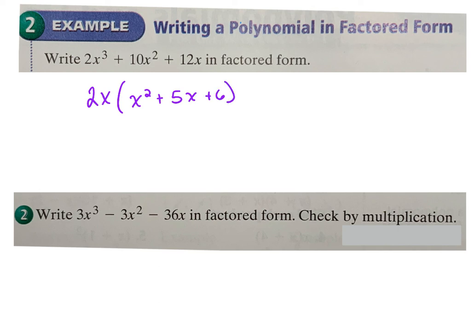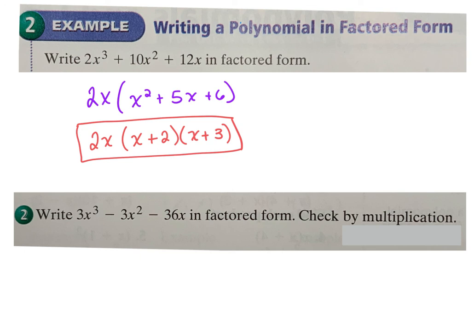And factors of 6 that add up to 5, that's 2 and 3. So we're going to leave the 2x out here. We're going to break this down to x plus 2, x plus 3. Right? And then this is factored form. Now you can check it by FOILing and distributing. But your answer here is they want it in factored form.